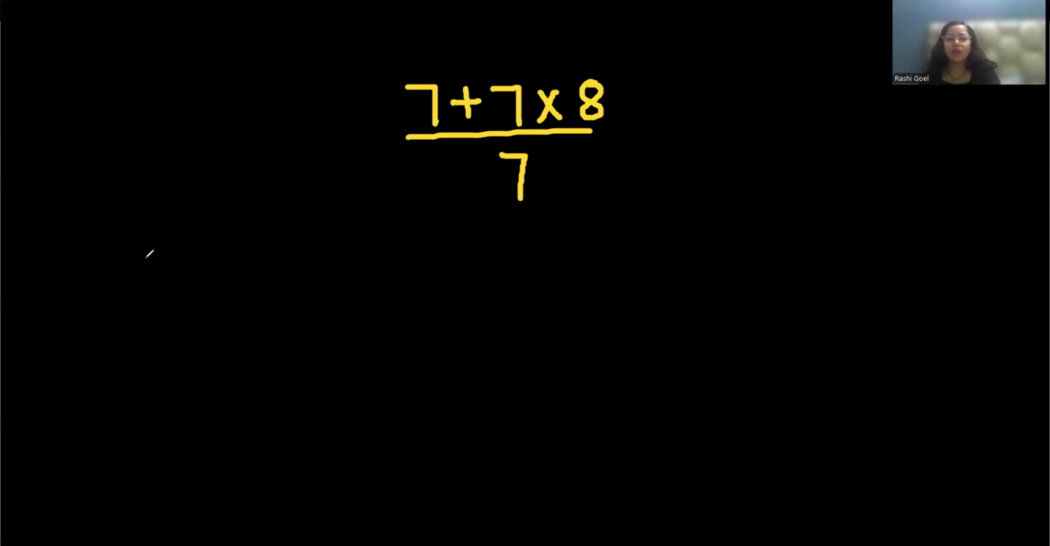So we have been given an expression: 7 plus 7 times 8 by 7. So let's start with today's video solution. People solved it by cancelling out the 7 with 7 and then 7 plus 1 times 8, 7 plus 8, that is 15, which is the wrong answer.